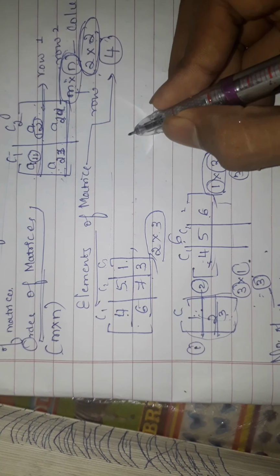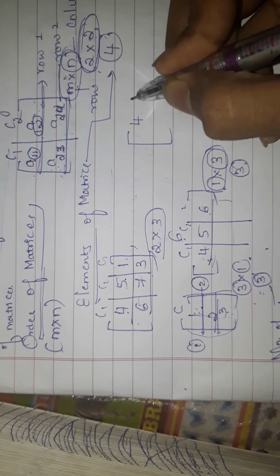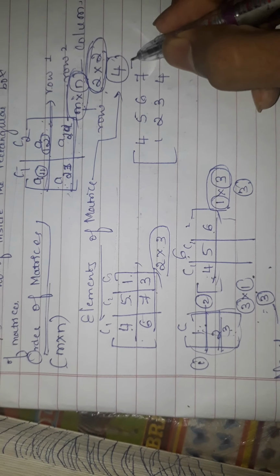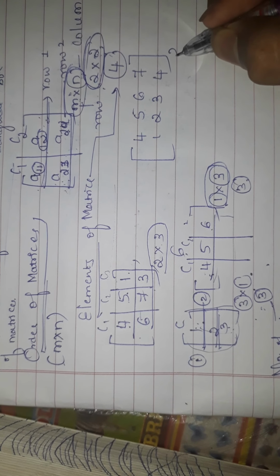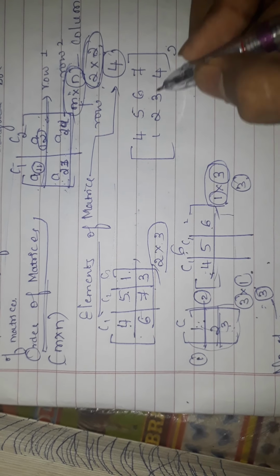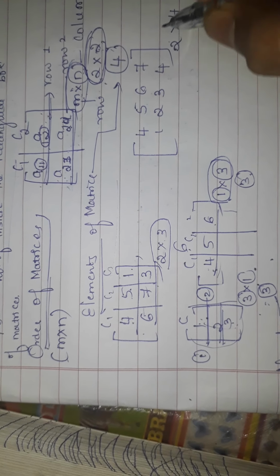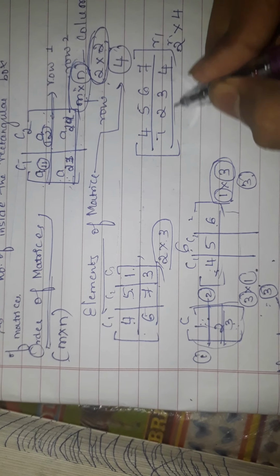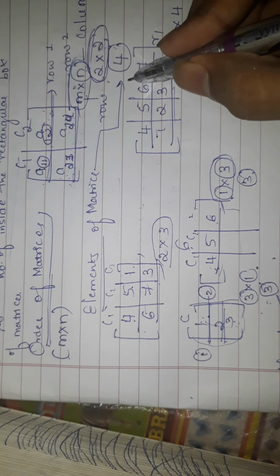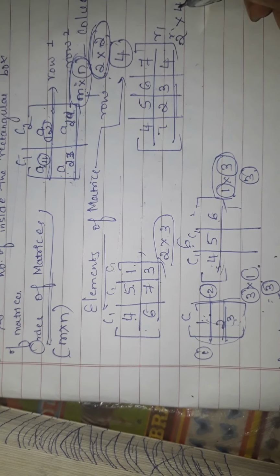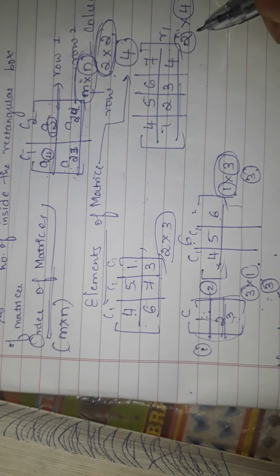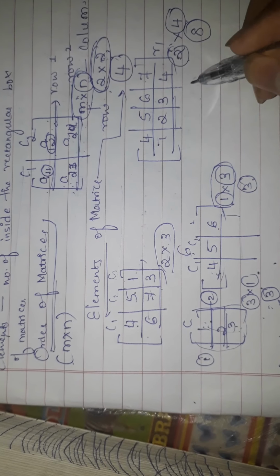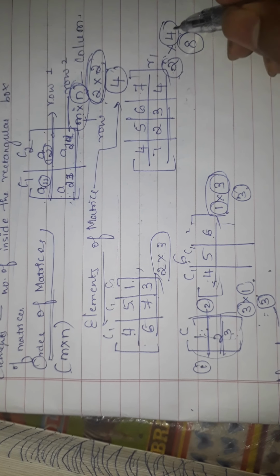So if I take here 4 5 6 7 and 1 2 3 4, what will be the order of the matrix? It will be 2 cross 4. How? Having R1 and R2, how many? 2 rows, and 1 2 3 4, 4 columns. So this is 2 into 4. How many elements? You have 8 elements. The order of the matrix is 2 into 4.